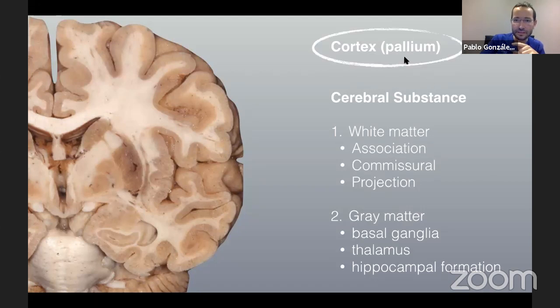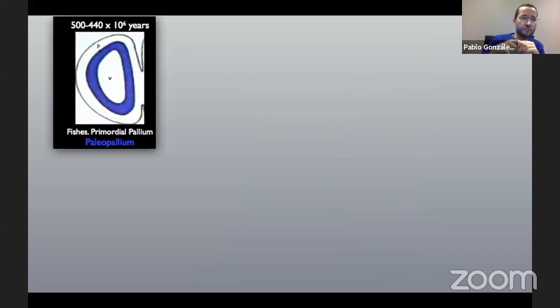Let's concentrate on how this cortex complexity has been appearing during evolution. So let's go 500 million years back to the first fishes which were diving into the oceans. And these fishes had a very rudimentary central nervous system. It was covered, the central nervous system of these fishes, by an external surface.